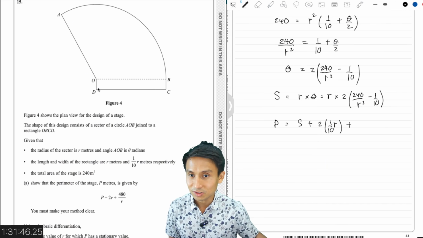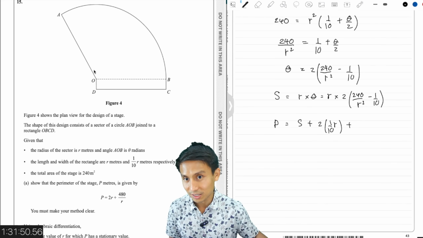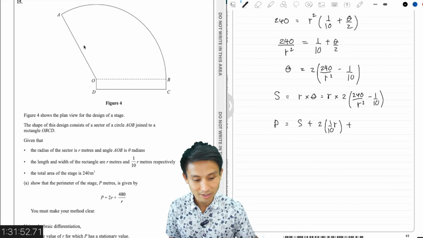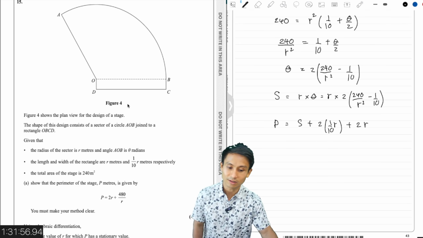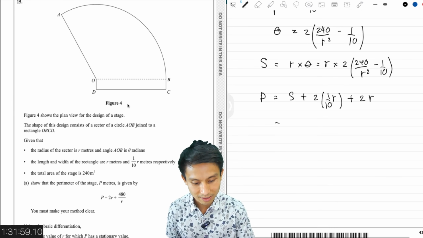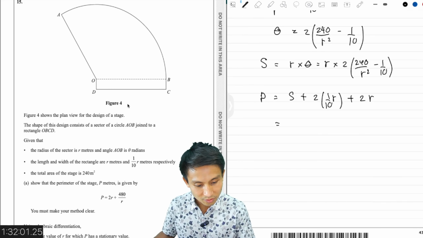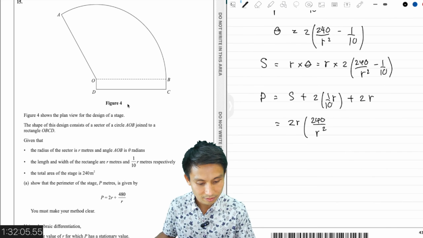So DC is going to be equal to the radius, and you have to add another OA, which is another radius, so that's just 2r, OA and DC together. And that's it. So we just simplify that. So 2r and all that, plus 2r times 1/10 plus 2r.